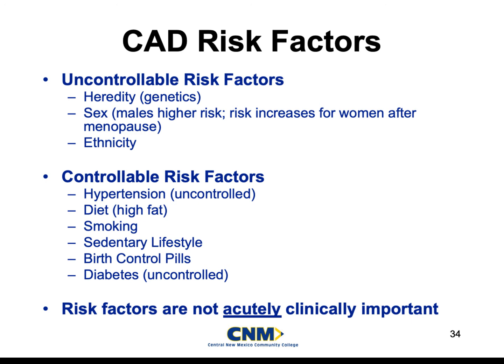When we're talking about controllable risk factors, first is any kind of uncontrolled hypertension. So people that have hypertension and they don't take medications for it, or people that have high blood pressure and they don't regulate their salt intake or don't drink enough water. Those are controllable risk factors. It's considered a controllable risk factor for hypertension because it can be controlled through pharmacological measures. Diets that are high in fat, right?